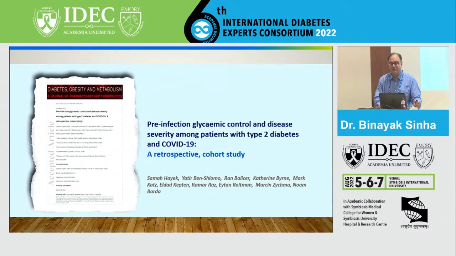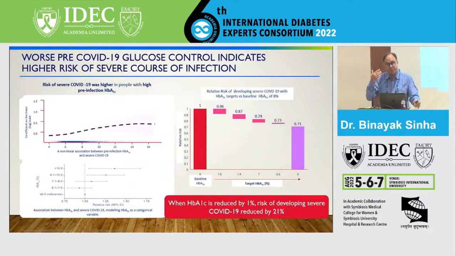Pre-infection glycemic control and disease severity among patients with type 2 diabetes and COVID-19. This is quite a seminal paper because there's no prospective data as of now. And as you can see, the increase in HbA1c is associated with worsening of immune function and increased risk of severe COVID-19. So it's almost an inflection point that if patients have a HbA1c of more than 7.9%, their chances of developing COVID-19 becomes much more, almost exponentially higher than people without COVID.